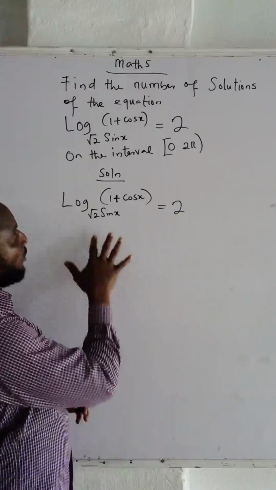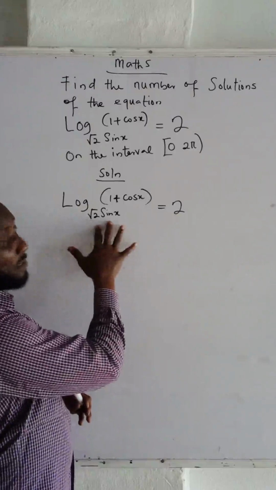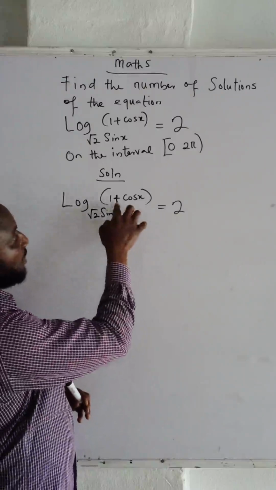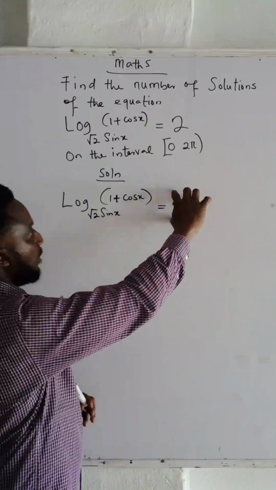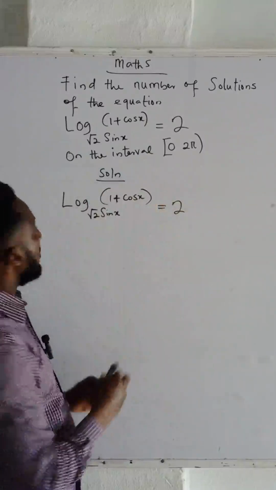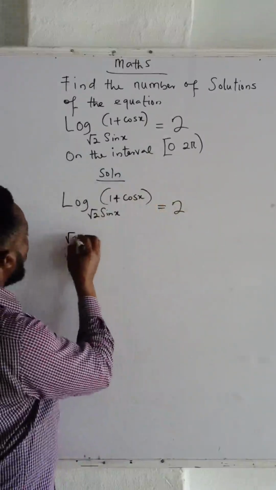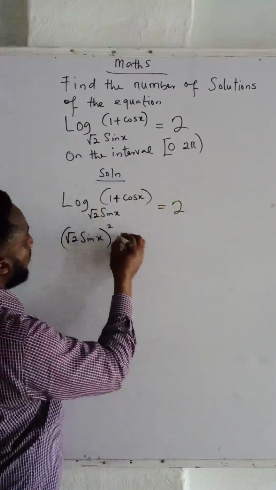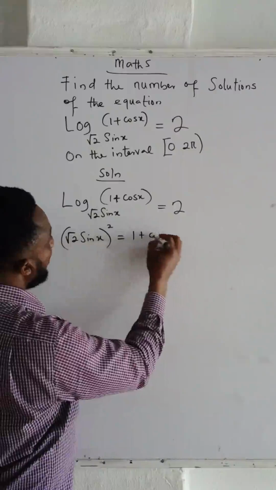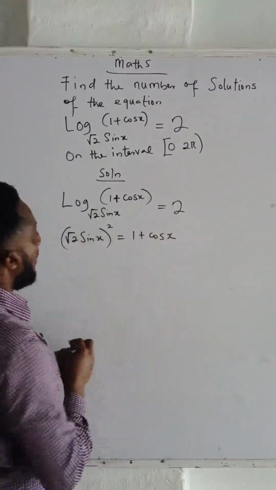So what we do with this kind of problem, regardless of the argument being a trig function and the base also being a trig function, is take the base and raise it to this power, equal to this argument. So that becomes root 2 sine of angle x, raised to the power of 2, equal to 1 plus the cosine of angle x.